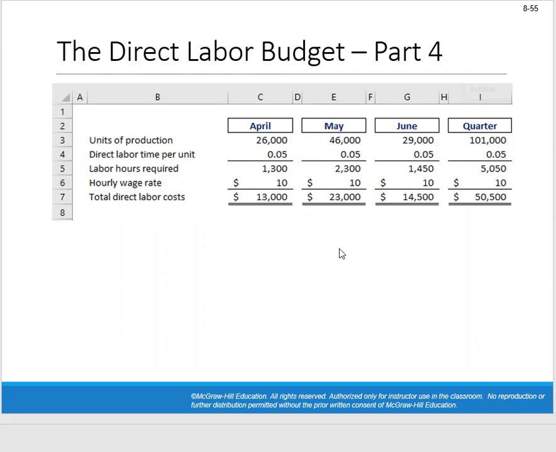That would just be good managerial common sense to avoid paying overtime and to keep our employees steadily busy rather than not busy enough and then too busy in the month of May. But what we need to figure out is, to the extent that this 2,300 labor hours exceeds 2,000, we have to pay time and a half. So we've got 300 hours that are going to incur overtime.